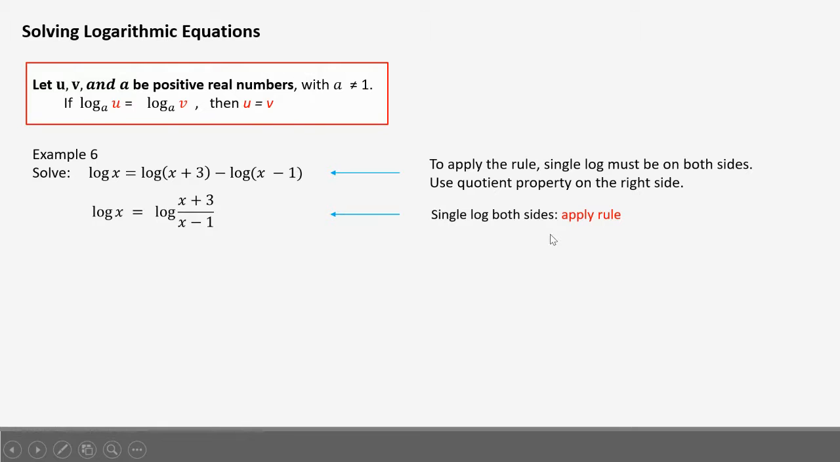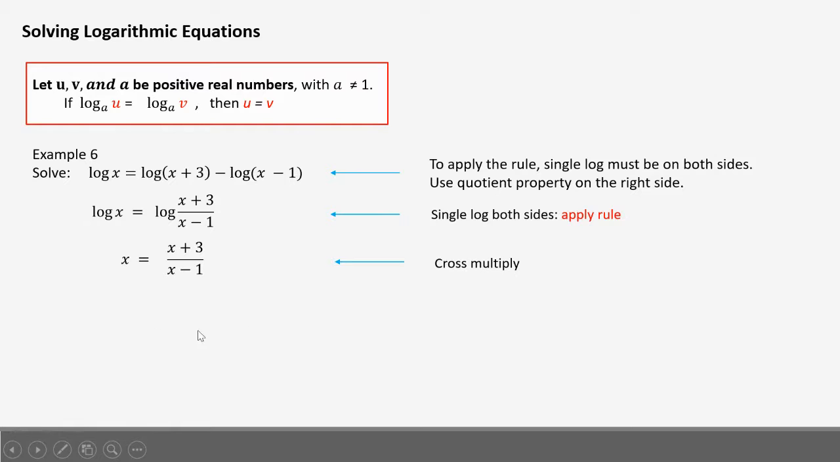Now, single log on both sides. So now you can apply the property here. If you have the same log with the same base, then the value here, the x, must equal x plus 3 divided by x minus 1. Okay? That's according to this property here. So what do we do now? We just solve for x.